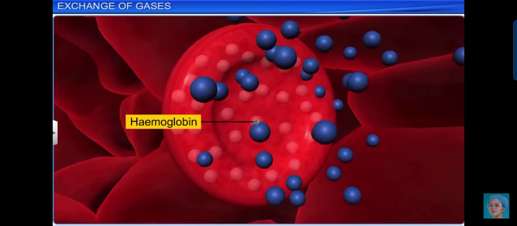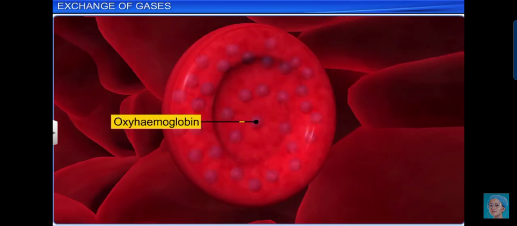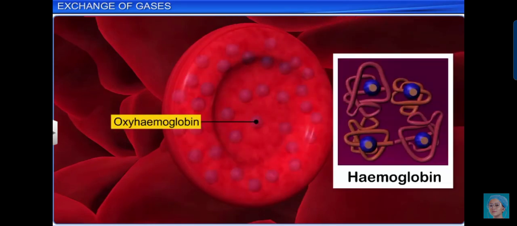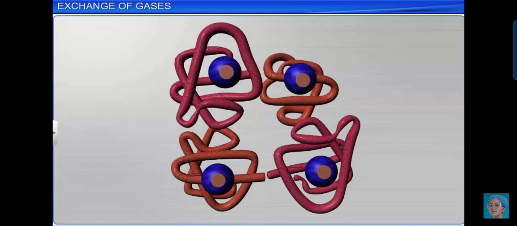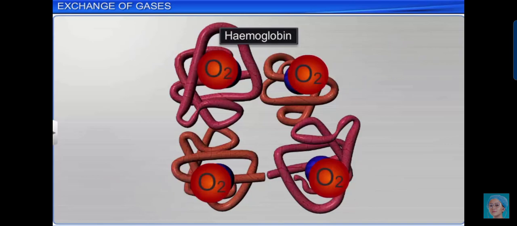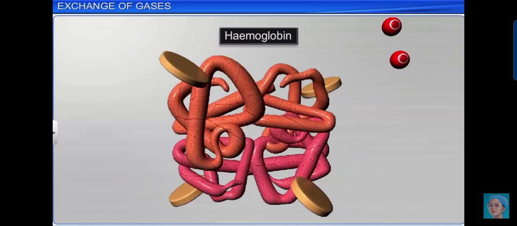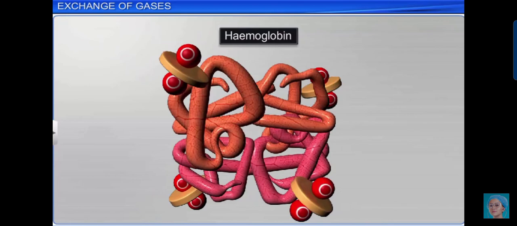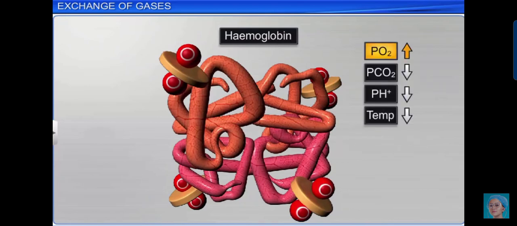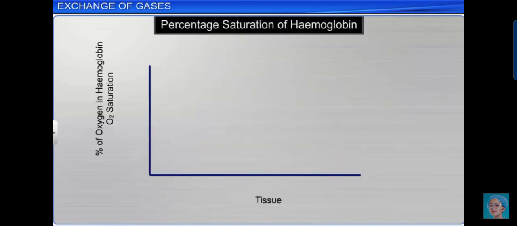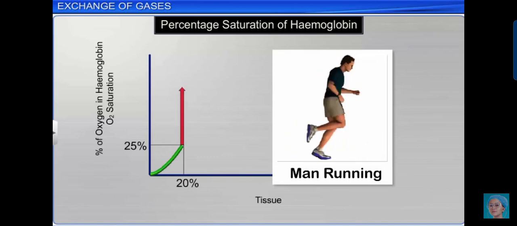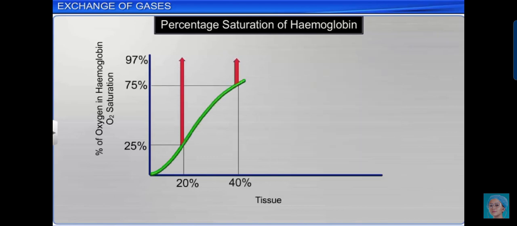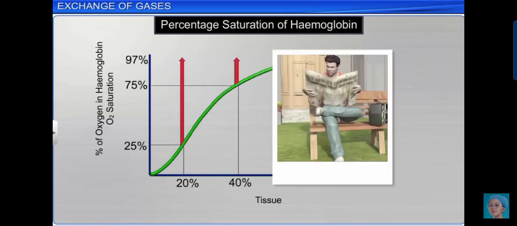Hemoglobin in the blood binds with oxygen to form oxyhemoglobin. Hemoglobin is a red-colored, iron-containing protein. Each hemoglobin molecule can carry 4 molecules of oxygen. The binding of oxygen with hemoglobin is influenced by factors such as partial pressure of oxygen and carbon dioxide, hydrogen ion concentration, and temperature. The percentage saturation of hemoglobin with oxygen, if plotted against the partial pressure of oxygen, results in a sigmoid curve called the oxygen dissociation curve.